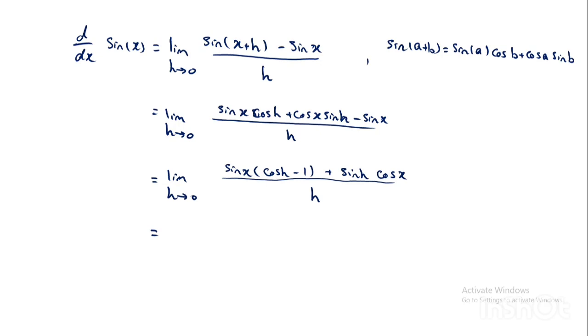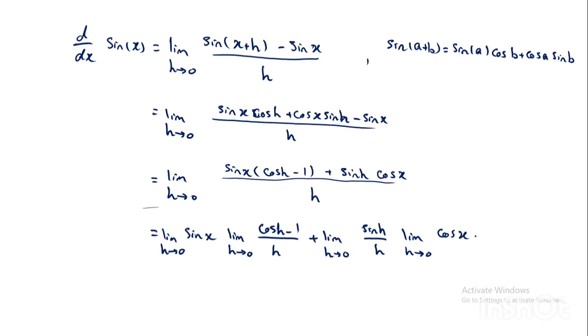And we separate like this, and we have here the limit of sine x as h tends to 0 times the limit of (cosine h minus 1) over h as h tends to 0, and we have here the limit of sine h over h as h tends to 0 times the limit of cosine x as h tends to 0. For sure we previously knew the following two important and famous limits.